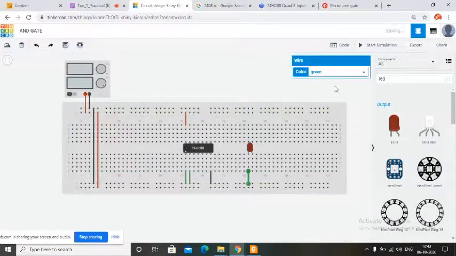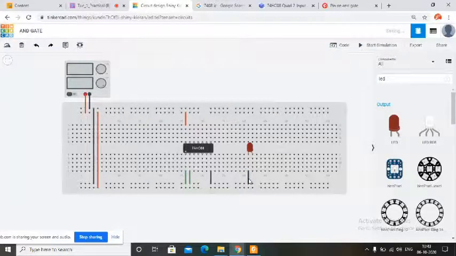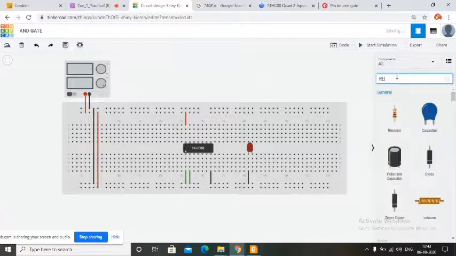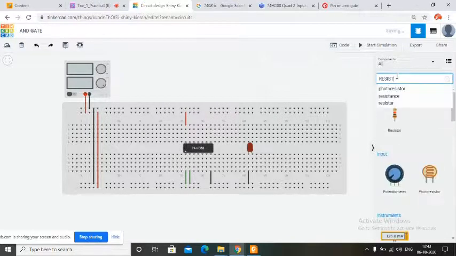Pick one wire and change its color because we want to ground it. All the wires with the help of which we are supplying ground, I am making black in color, and the wires to which we are supplying power, we are making red, right? Then the next component that we need is a resistor.